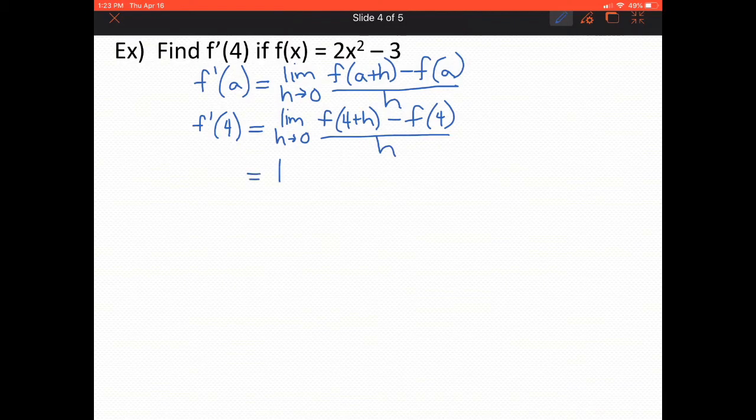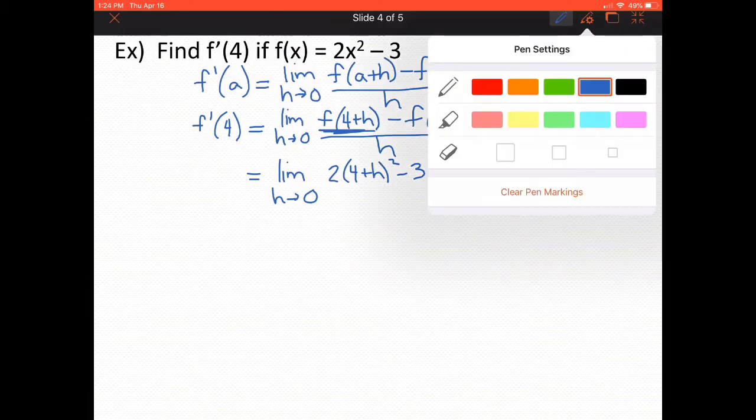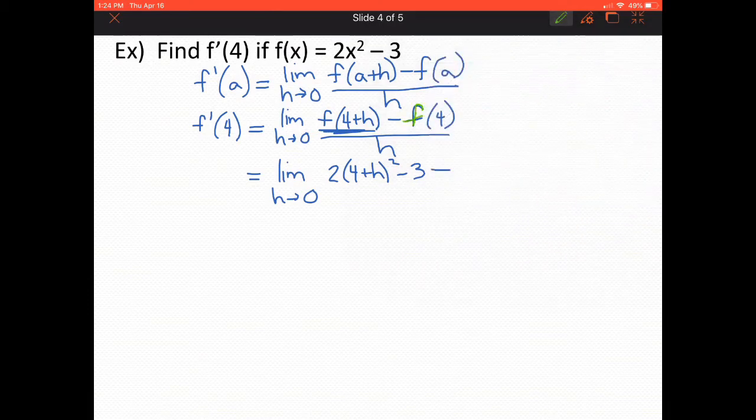So the limit as h approaches 0 of, okay, now we're going to plug in 4 plus h into the function. Anytime there's an x, it gets replaced with 4 plus h. So 2 times (4 plus h) squared minus 3. Okay, so we did f of 4 plus h, and then minus, and now we're going to do f of 4.